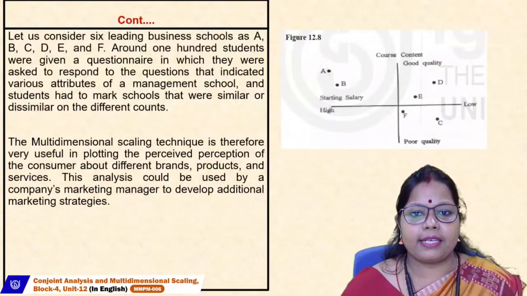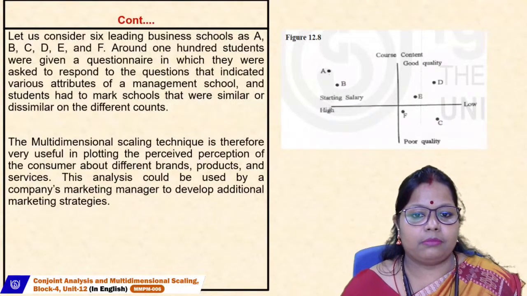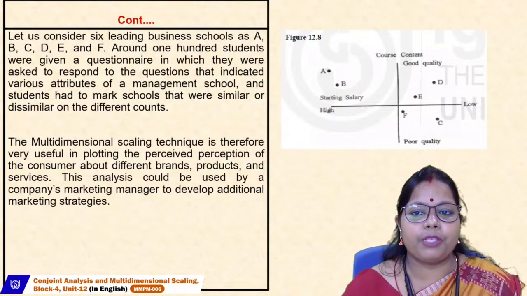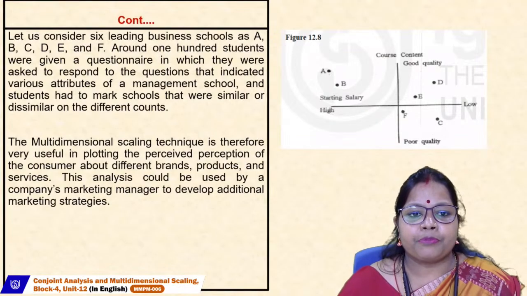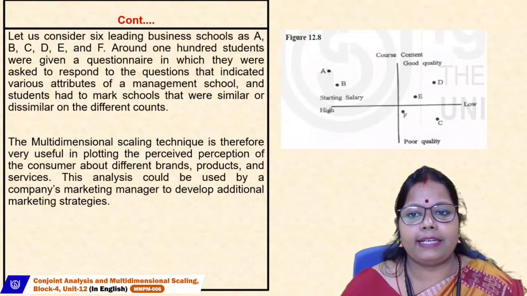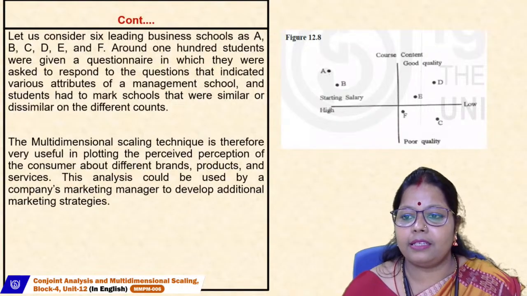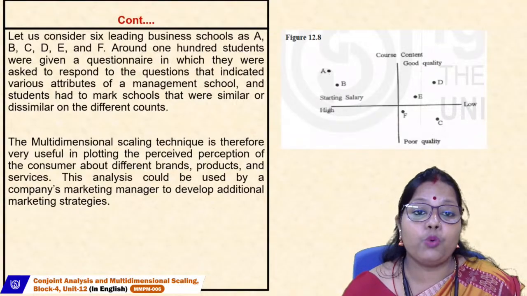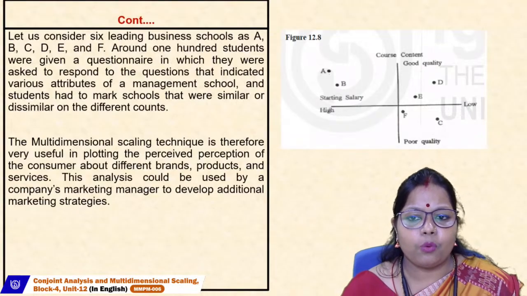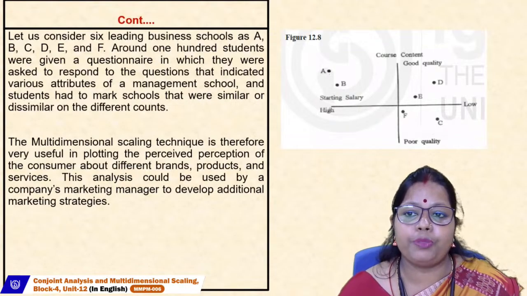In multidimensional scaling, how is it helpful to determine which school will be the best one, or to distinguish between these six schools, which one is the best? What we did now, we have identified the attributes in the segment. We have two attributes here: course content and starting salary. Previously we had four features, but here we are discussing only two.